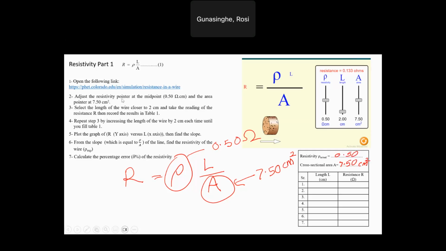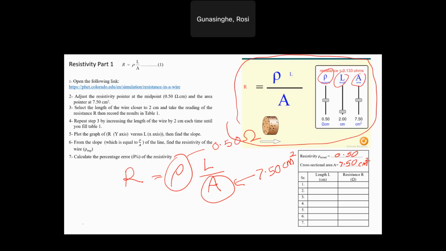Now, you can access your simulation just like for the other labs by clicking on this link, or you can copy and paste this URL to your web browser. In the simulation, this is exactly how it is going to look. You will have three bars. One will allow you to change the resistivity. One will allow you to change the length. The other one will allow you to change the area.